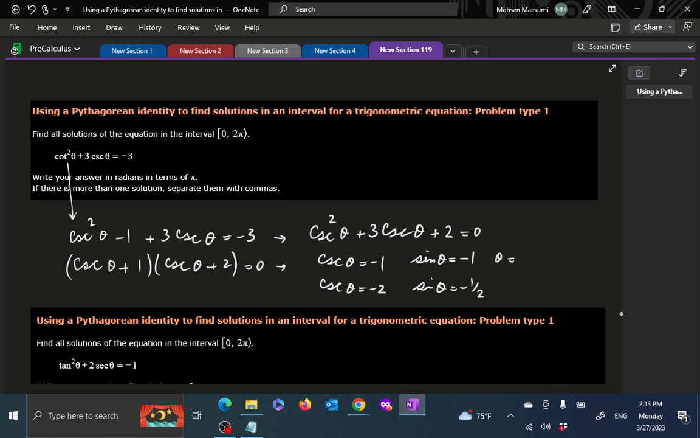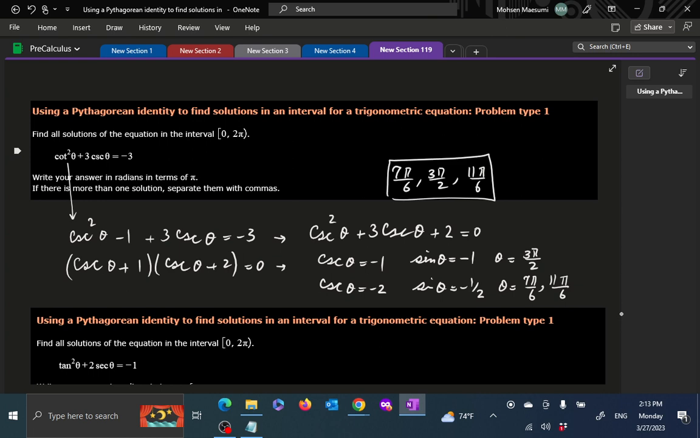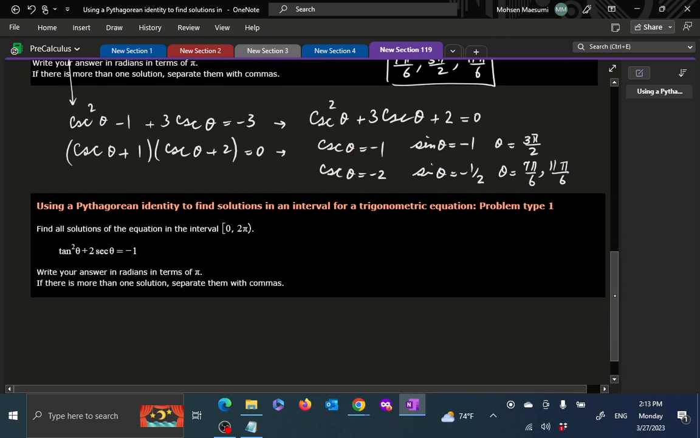So for this one, theta becomes 3 pi over 2. And for sine of theta becoming minus 1/2, the angle is going to be pi plus pi over 6, which is 7 pi over 6, and 2 pi minus pi over 6, which is 11 pi over 6. So our answers are 7 pi over 6, 3 pi over 2, or if you wish, you can call it 9 pi over 6, and 11 pi over 6. That is going to handle this problem.